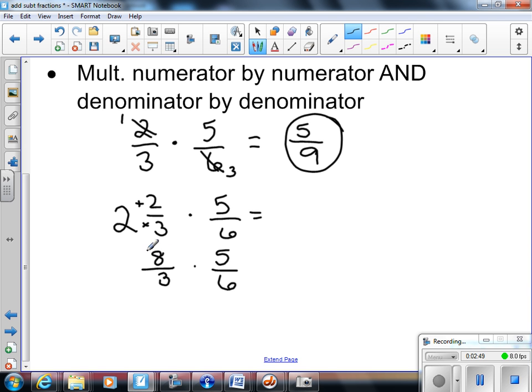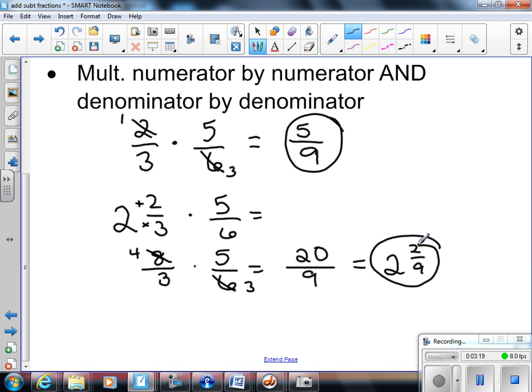You're getting better. Looking at my diagonals, I can divide 8 and 6 by what number? 2. Divide them both by 2. So what will this be now? 4 and this is 3. Now can I simplify 5 and 3? No. What's 4 times 5? 20. And 3 times 3? 9. Good. Now this is an improper fraction, so I have to change it back to a mixed number. It'll go into it 2 and 2/9.